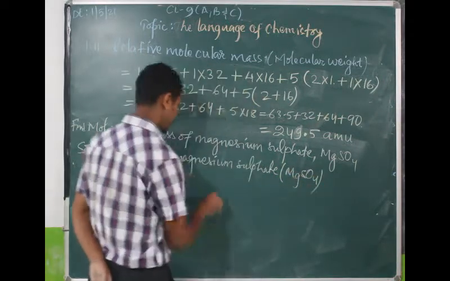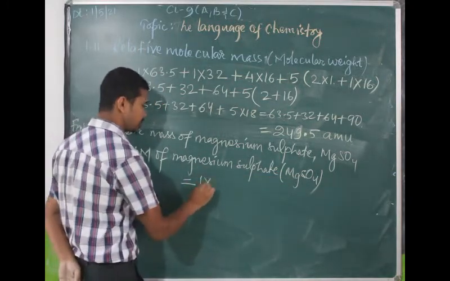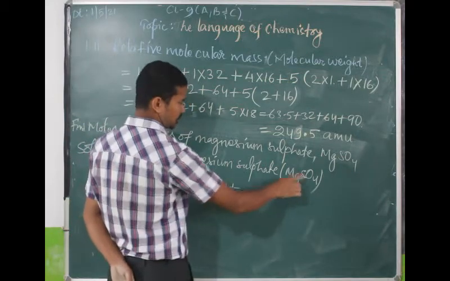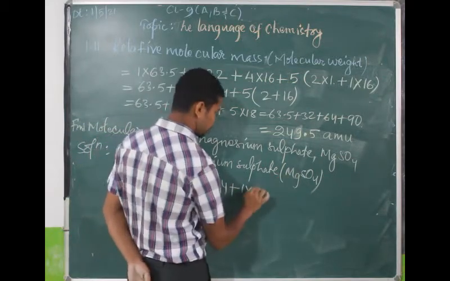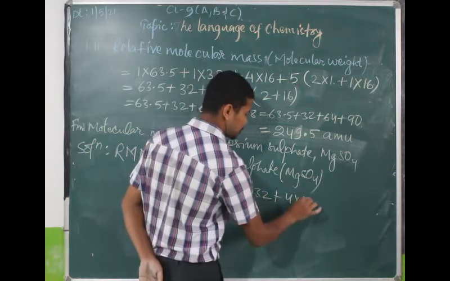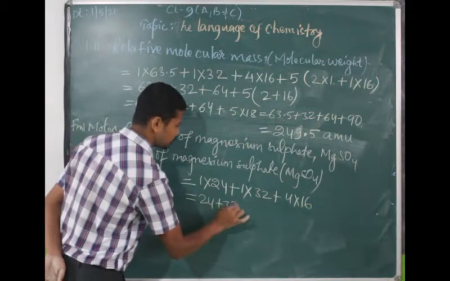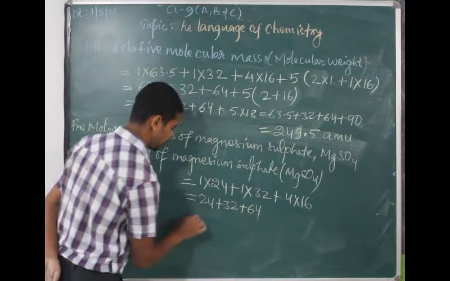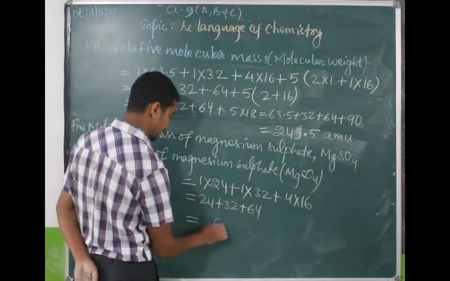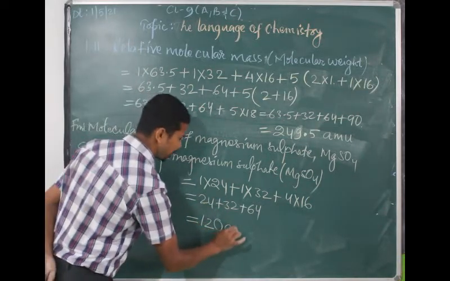MgSO4 is equal to, what is the number of magnesium? 1. And what is the atomic mass of magnesium? 24, plus 1 into sulfur, 32, plus 4 into oxygen, 16. Then it is 24 plus 32 plus 64. Then add: 4 plus 2 is 6, plus 4 is 10; 2, 3, 5, 6, 11 and 1, 12. The answer is 120 amu.